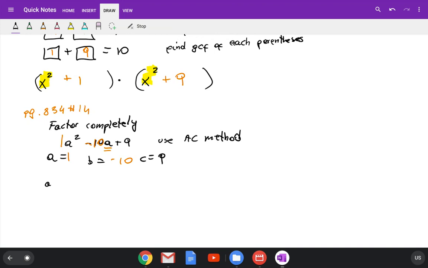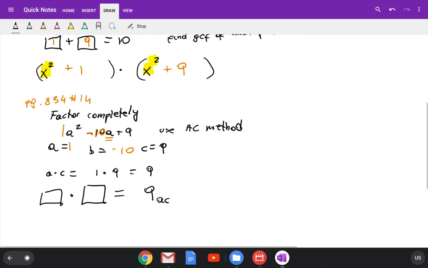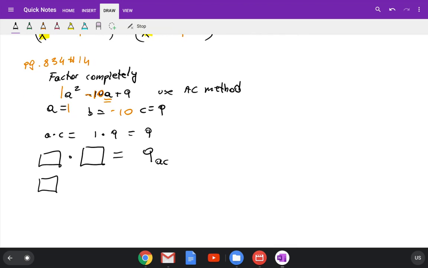So we're going to multiply A times C. So we get 1 times 9, which is 9. And we're going to find two integers which by multiplication give you 9, which is AC. And you're going to find the same two integers which by addition give you the middle coefficient, which is negative 10. That's your B. So you have to check what's going to work. Okay, so -9 and -1, -9 and -1.